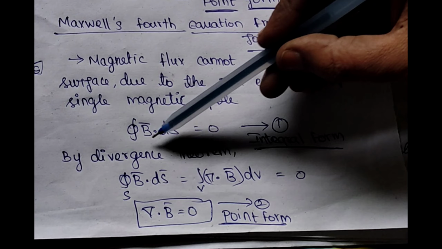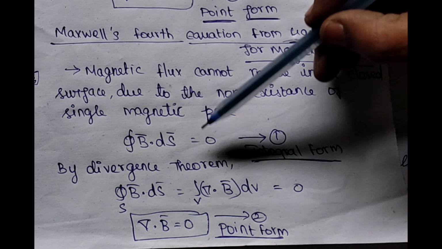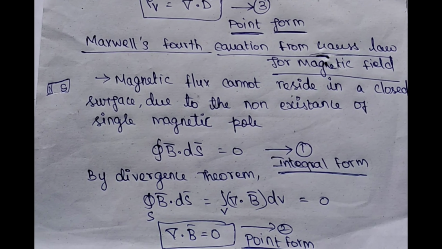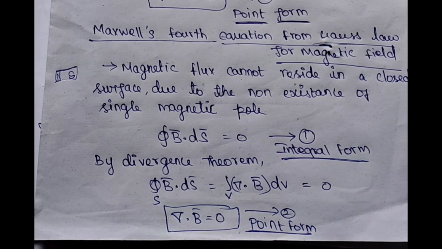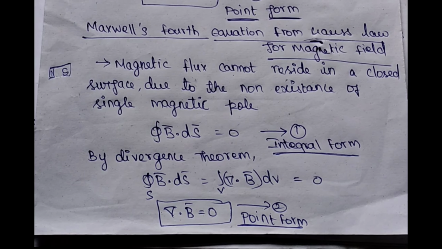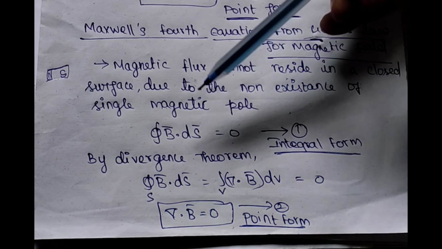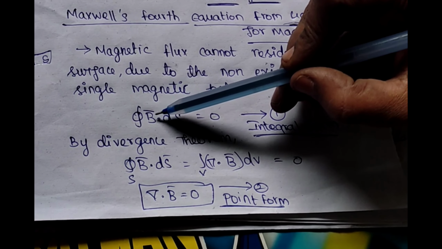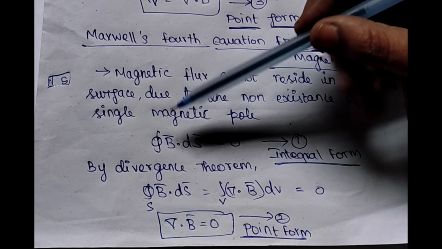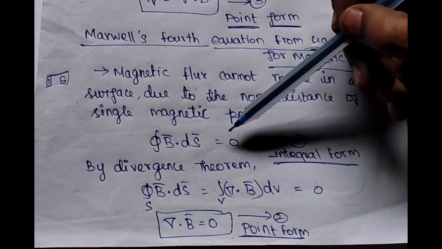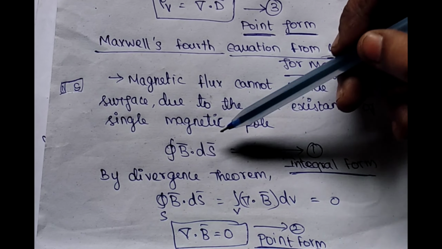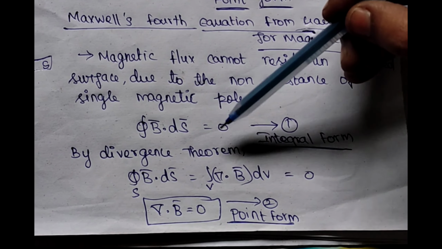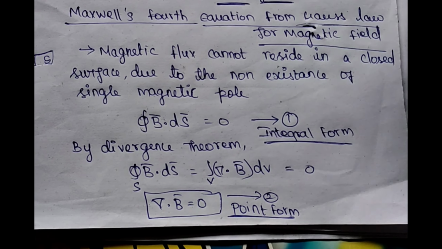So integration of B vector dot ds vector is equal to 0. See here, for electric flux density, integration of D vector dot ds vector is equal to psi is equal to Q. But in Maxwell's fourth equation, we are going to consider Gauss law for magnetic field. Magnetic field means magnetic flux density, so B vector you want to consider. So integration of B vector dot ds vector is equal to 0. In a closed path, the existence of magnetic flux is not at all possible. So this is the integral form of Maxwell's fourth equation.